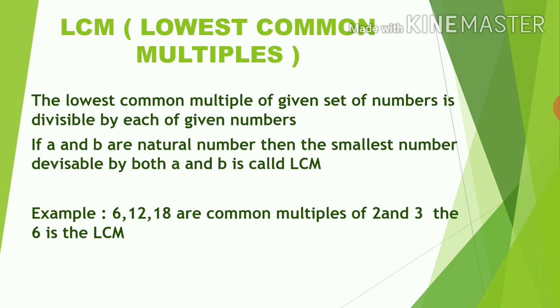Okay, next let's go to some other examples. We know that if A and B are natural numbers, then the smallest number divisible by both A and B is called the LCM. Imagine two numbers, A and B, are given. We divide the highest values by numbers lesser than it, and the numbers we take for dividing, we multiply, and we get the LCM.